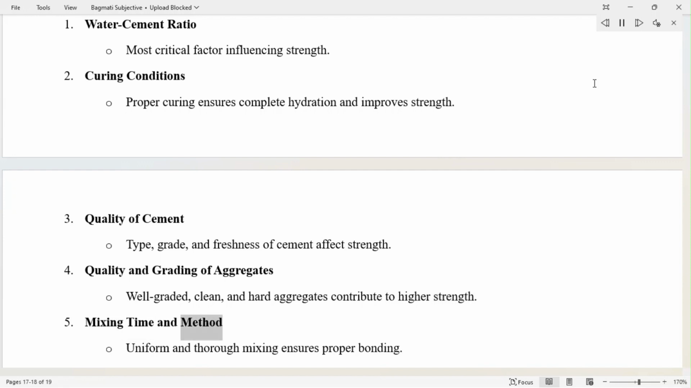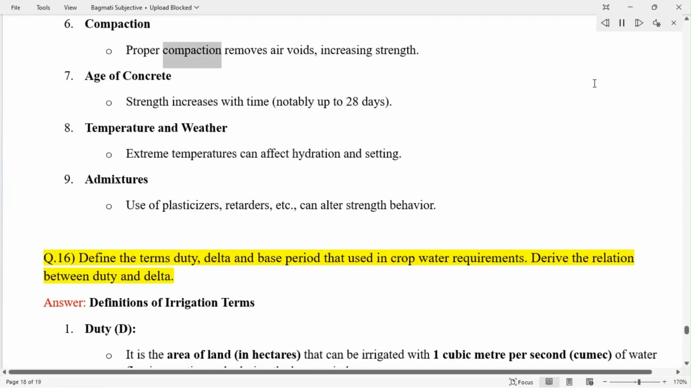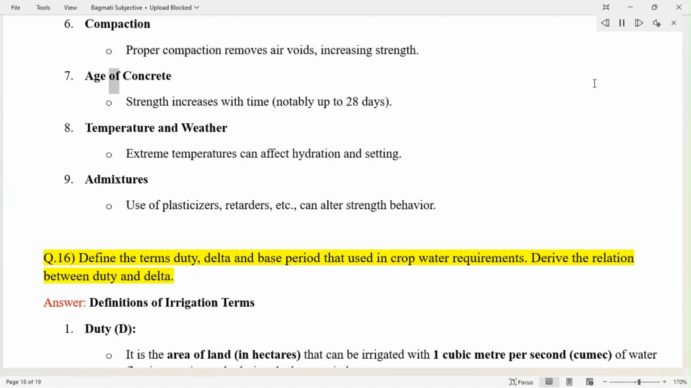Mixing time and method: uniform and thorough mixing ensures proper bonding. Compaction: proper compaction removes air voids, increasing strength. Age of concrete: strength increases with time, notably up to 28 days. Temperature and weather: extreme temperatures can affect hydration and setting. Admixtures: use of plasticizers, retarders, etc., can alter strength behavior.